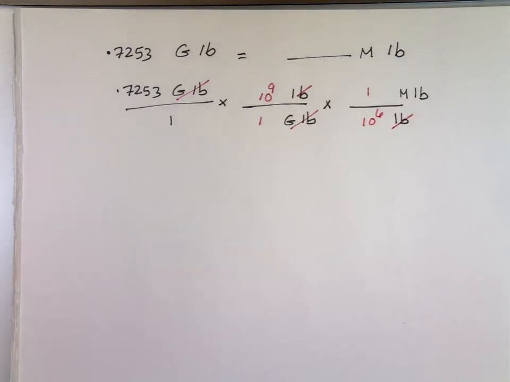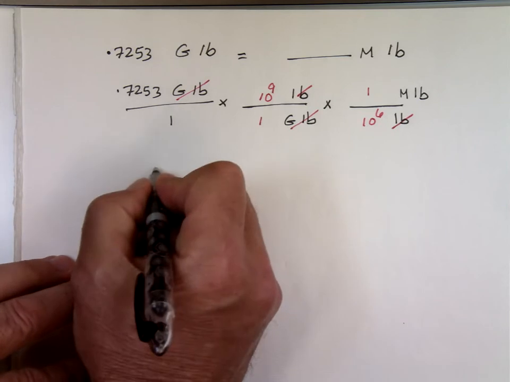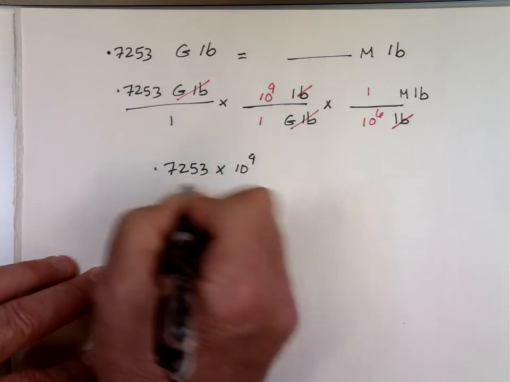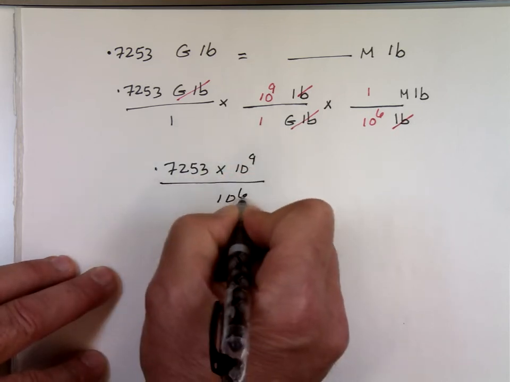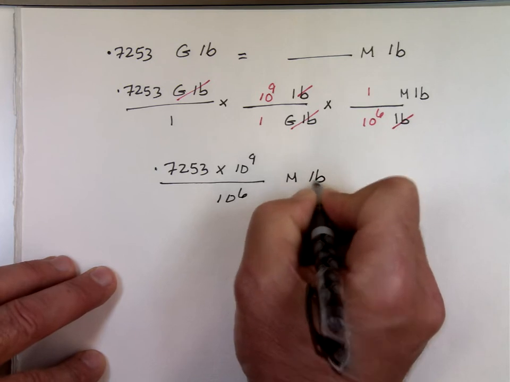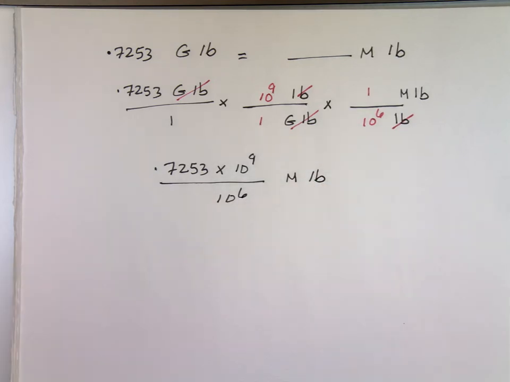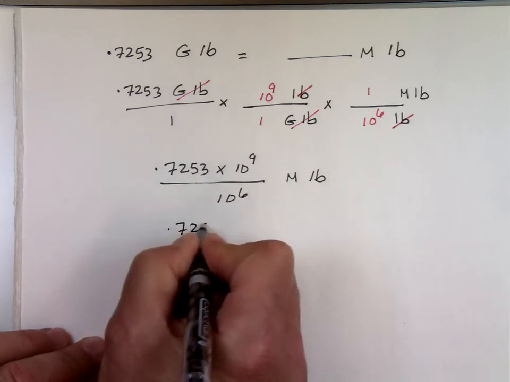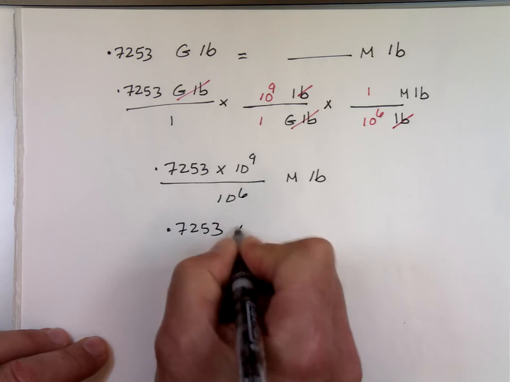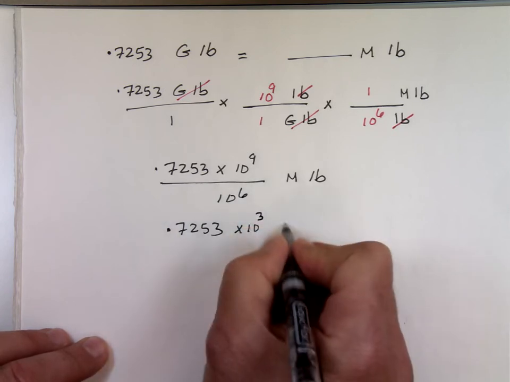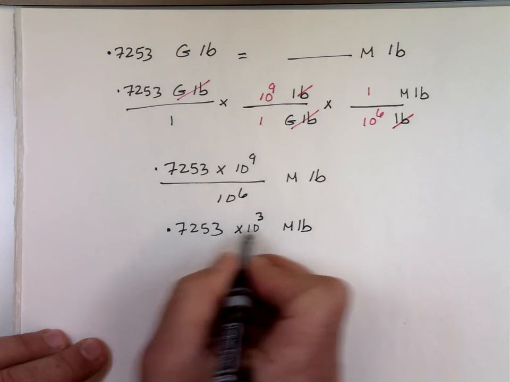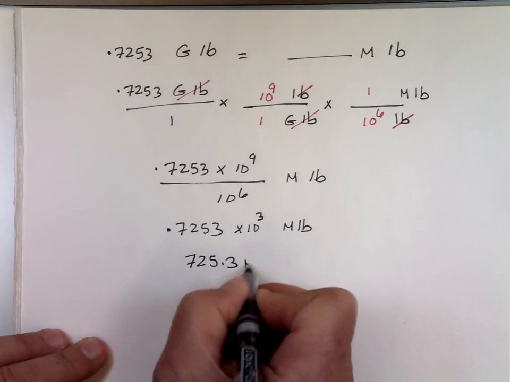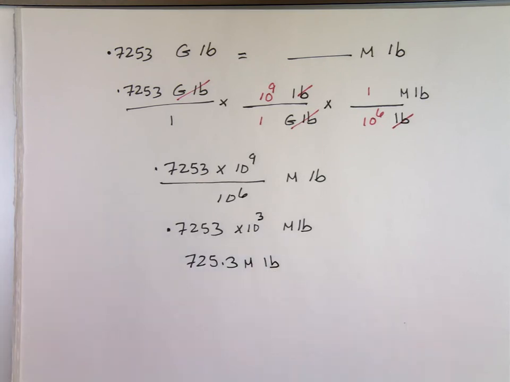So that becomes 0.7253 times 10 to the 9 over 10 to the 6 megapounds. 10 to the 9 over 10 to the 6, that's 10 to the 3. When you multiply by 10 to the third, that's moving the decimal point how many places? 3 places. So the answer will be 725.3 megapounds.